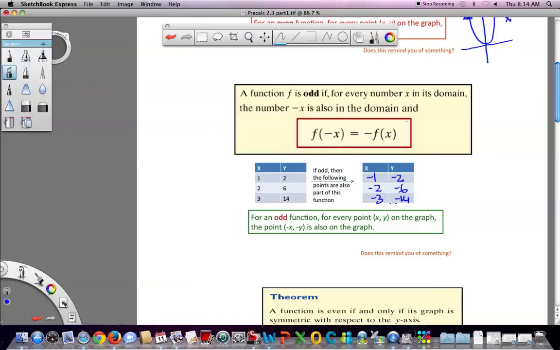So for an odd function, for every point (x, y) on the graph, the point (negative x, negative y) is also on the graph. Hopefully that reminds you of origin symmetry. And I'm going to pick a different function for origin symmetry than I usually do, or than I did last time. So this function has origin symmetry. Right, that is 1 over x, a hyperbola. Okay? Alright.